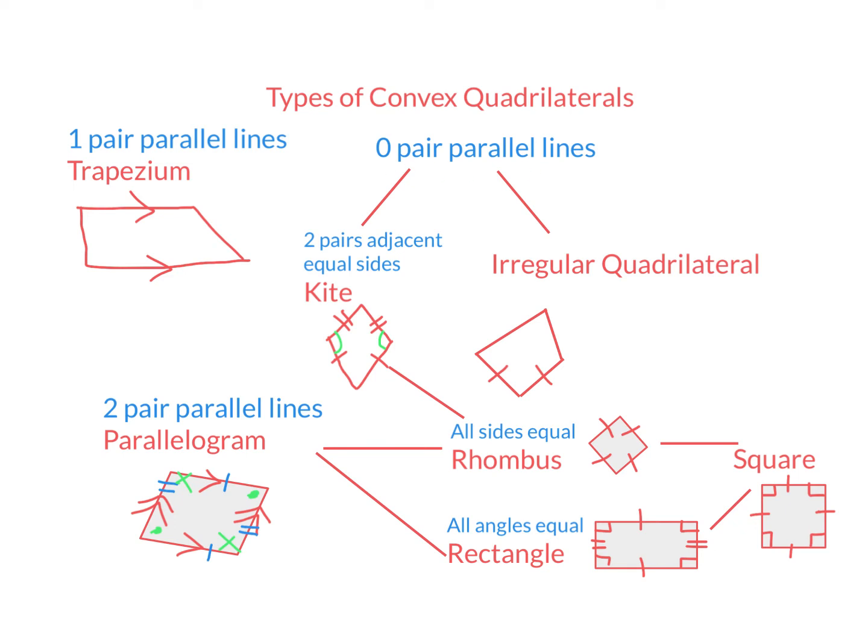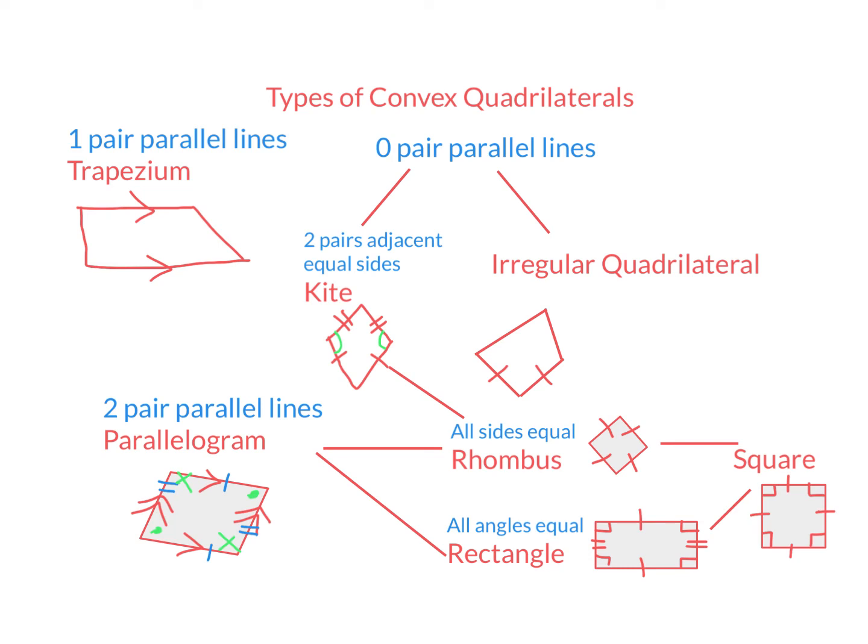Well, there are two options. It could be a kite or an irregular quadrilateral. Basically, an irregular quadrilateral is just a quadrilateral that doesn't fit the definition of any of the others. It's not a kite, trapezium, parallelogram, rhombus, rectangle or square. Irregular quadrilaterals sometimes have equal sides, sometimes they don't. They can also be concave, but this irregular quadrilateral is convex.